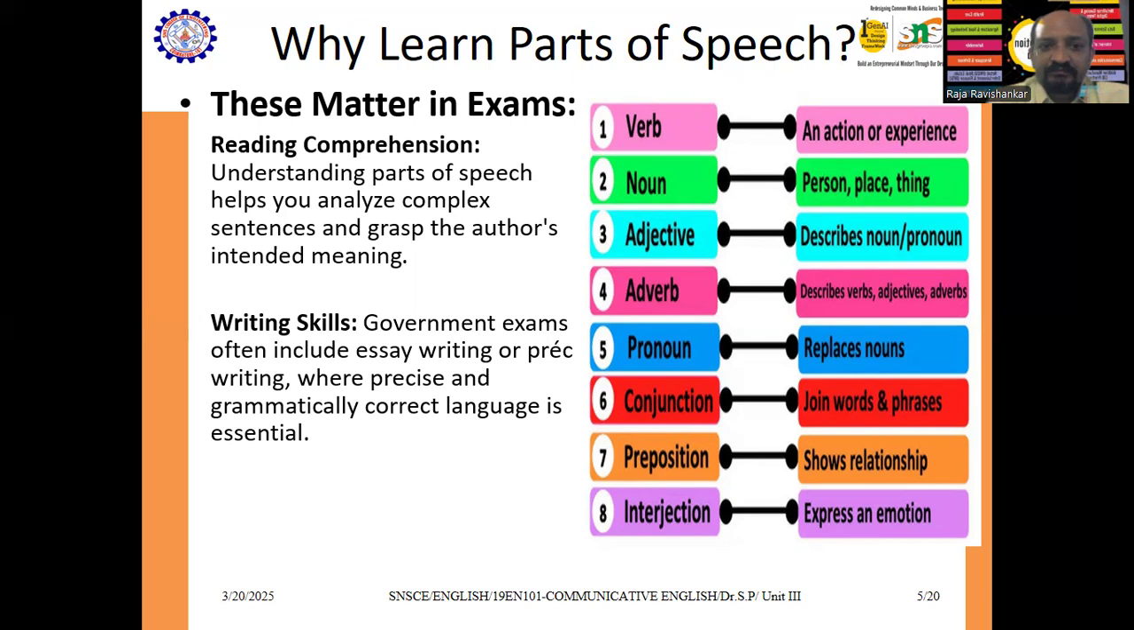So, what am I doing right now? That is the answer for verb.